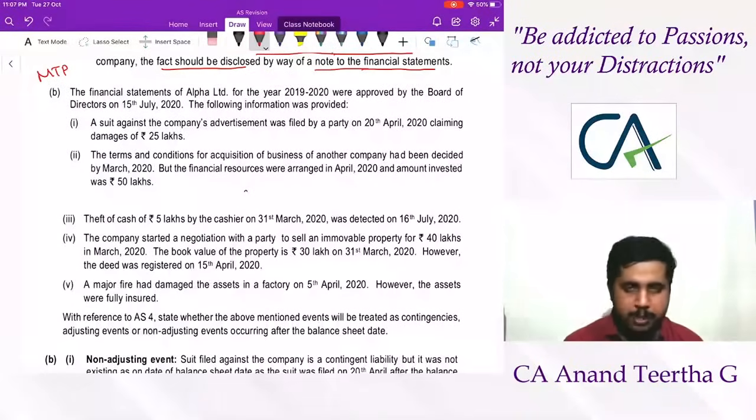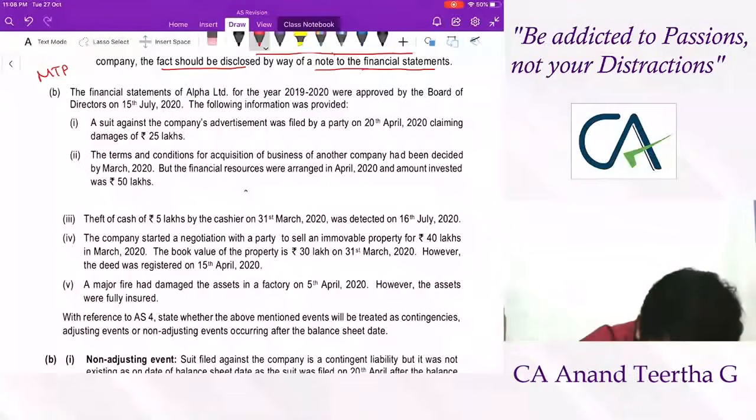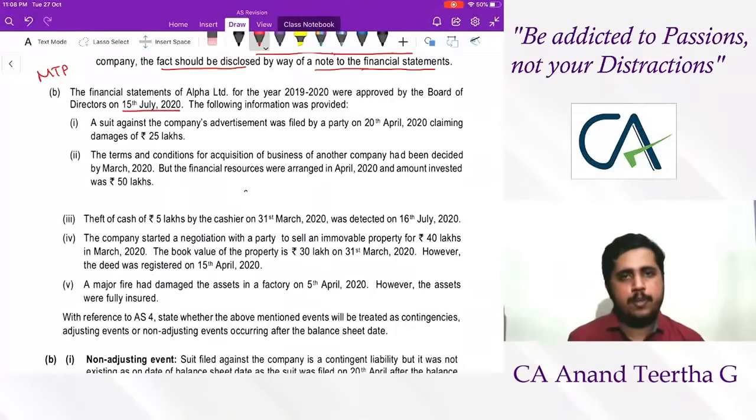The following information was provided. 1. A suit against the company's advertisement was filed by a party on 20th April 2020 claiming damages of 25 lakh. Let's discuss it one by one. But before that, approval date is 15th July. So 15th July 2020 is the approval date. So coverage of AS4 stops as on 15th of July.